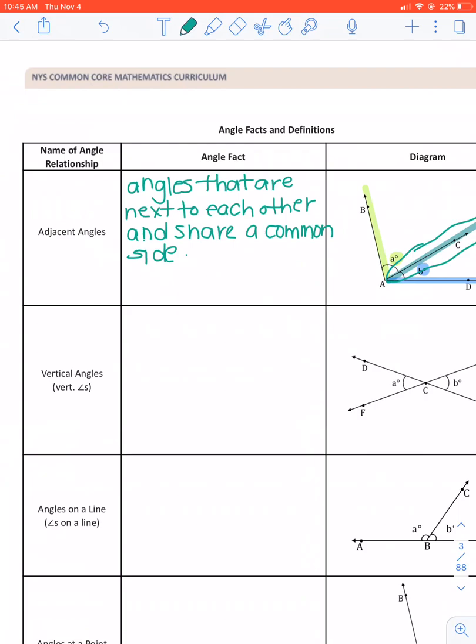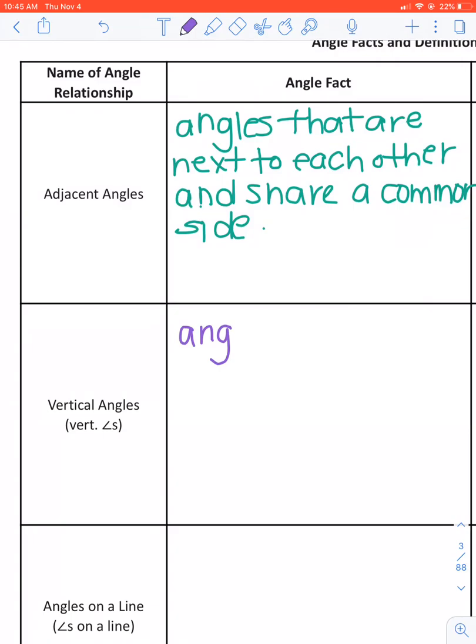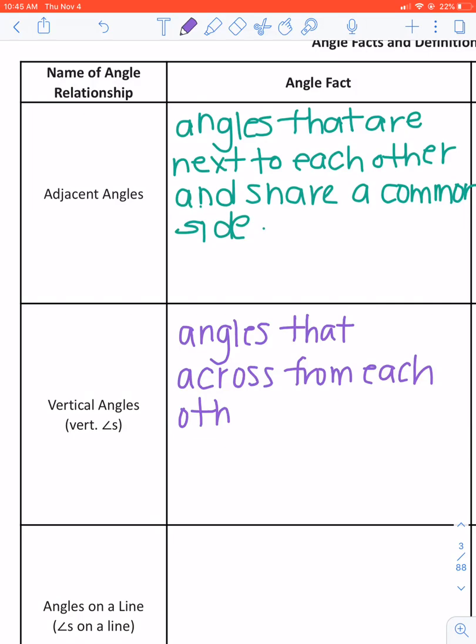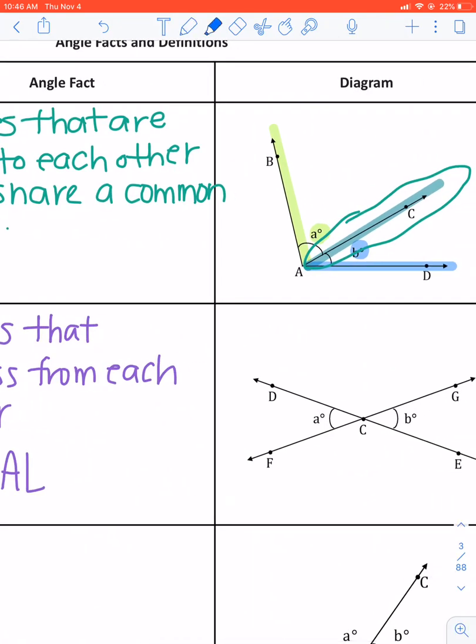All right, vertical angles. Let me make this a little bigger again. Vertical angles are angles that are across from each other. Now, one thing to note, vertical angles are equal to each other. All right, so here's the picture. Just a side note, when you have vertical angles, most of the time, the two lines that you're looking at form an X. So you can see that right there.